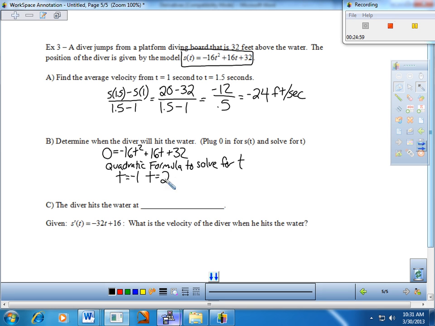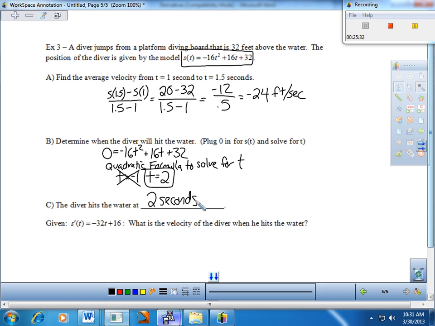It can't hit the water at 2 different time periods. And I guess this one doesn't really make a whole lot of sense, right? The diver's not going to hit the water at -1 second. So in this particular case, even though this works in the equation, it just doesn't make a whole lot of sense. So I think this, guys, is your winner. The diver hits the water at exactly 2 seconds. Is everyone okay with that piece?